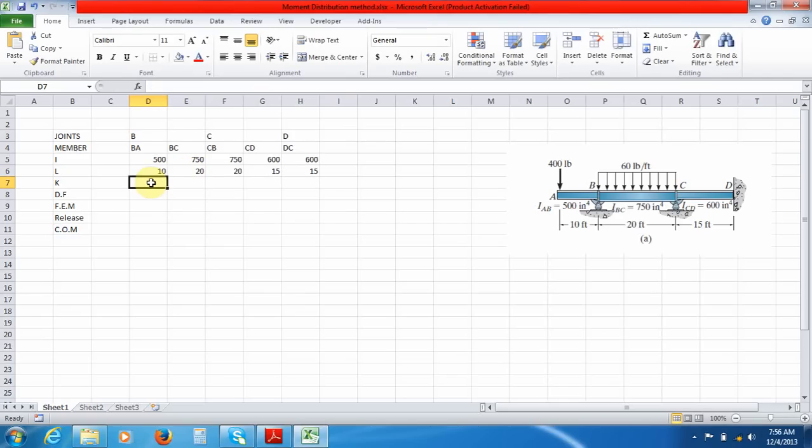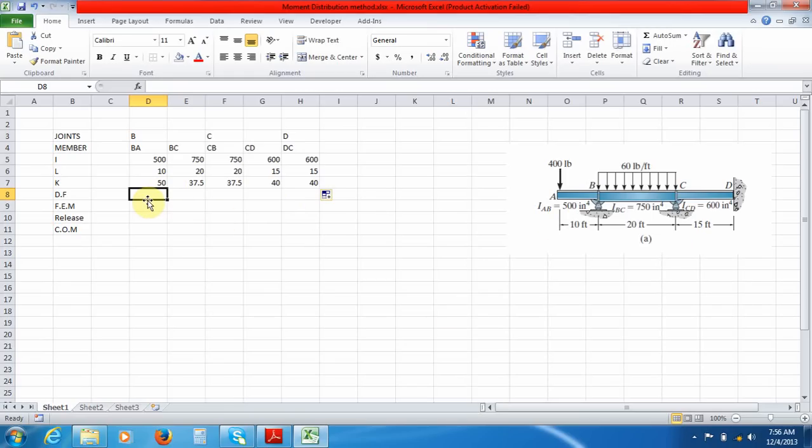Now our next step is K. K is actually stiffness, and its formula for this condition will be 4EI by L. But we know that 4E is constant for all of the members, so we'll just take I by L, which will be equal to I divided by L. Enter. And now we'll drag it to all. So these are all our stiffnesses of this question.